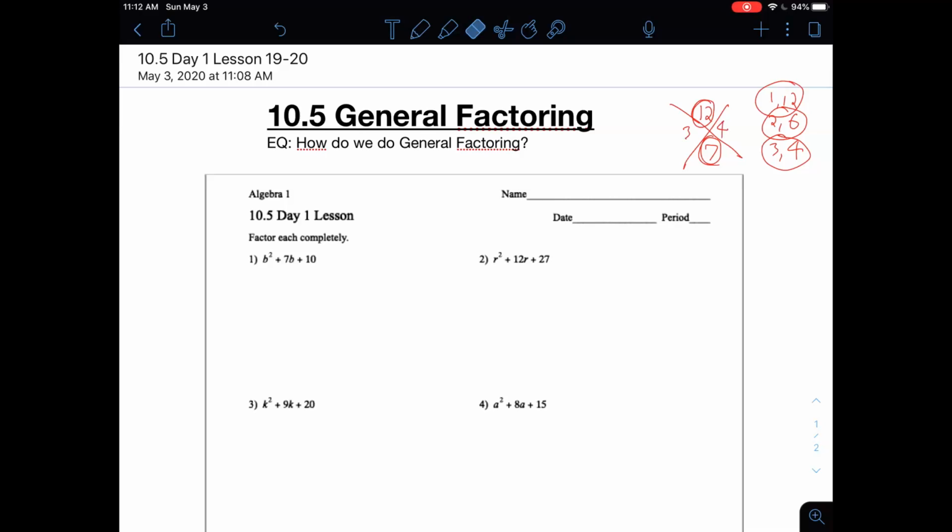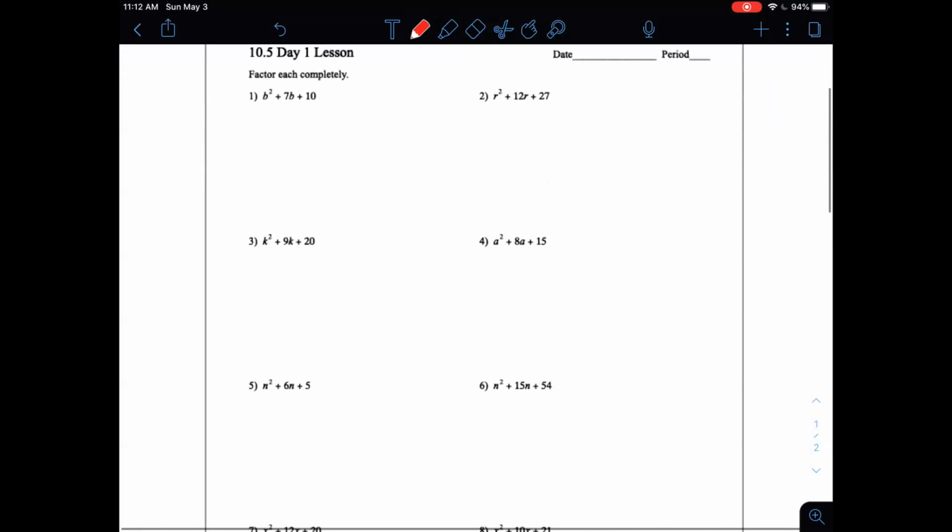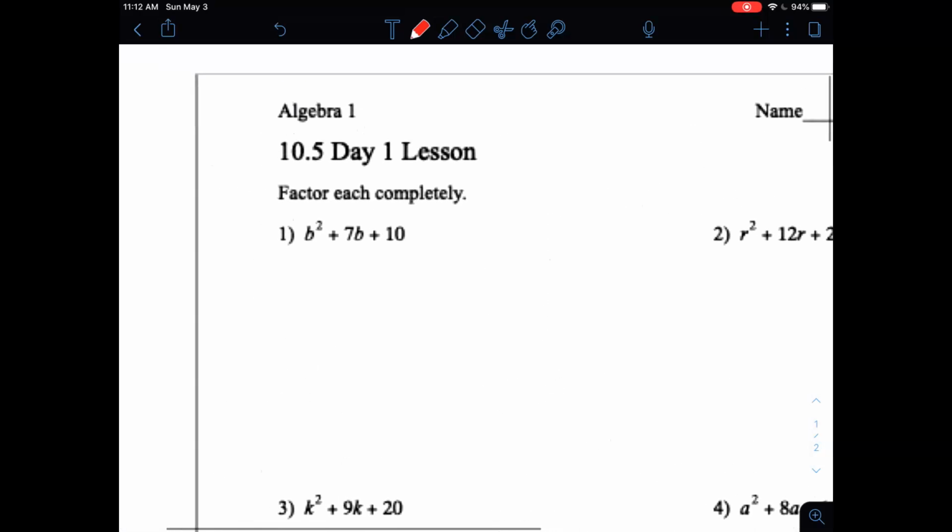Okay? So we're going to start pretty easy today with all positive numbers, and then we're going to work our way up to some harder ones on the second day. Let's go ahead, and we're going to do all the odds together, and then you guys will try all the evens on your own. So, we have b squared plus 7b plus 10. So, we're going to do our diamond, or our x. Remember, we're going to put c on top, and b on the bottom. The formula is ax squared plus bx plus c equals 0 usually. That's the standard form of a quadratic equation.